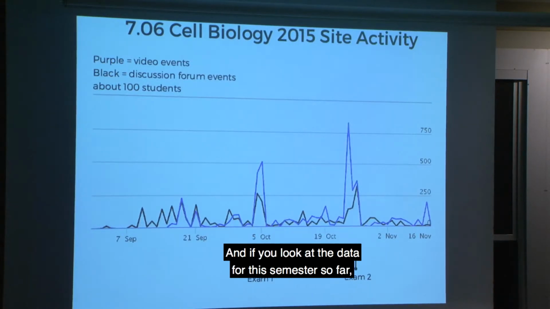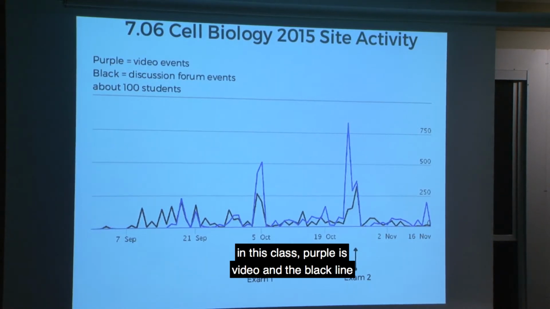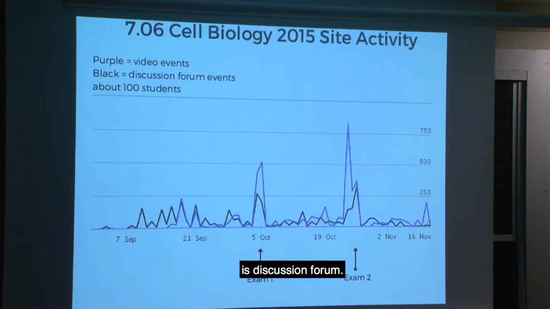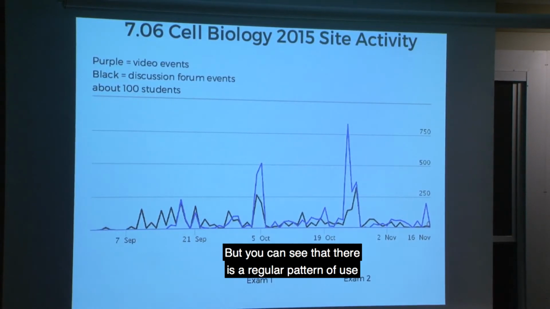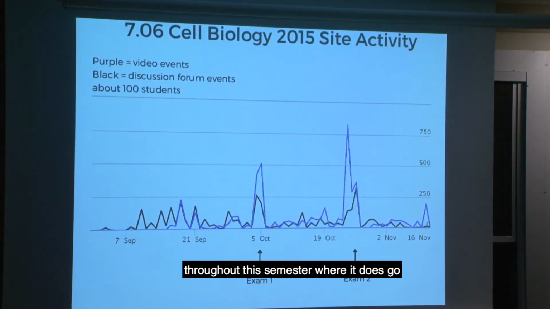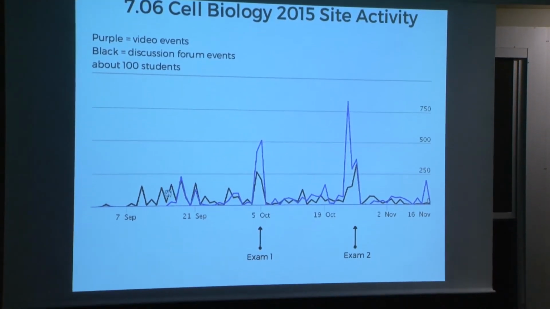And if you look at the data for this semester so far, you can see that there's only about 100 students in this class. Purple is video, and the black line is discussion forum. And you can see we're not getting thousands of views because there's fewer students, and we have a lot fewer videos in this course. So we only have about 7 videos, versus the other course, where we probably have 150 video segments. But you can see that there is a regular pattern of use throughout the semester where it does go up to 200 or so events here.